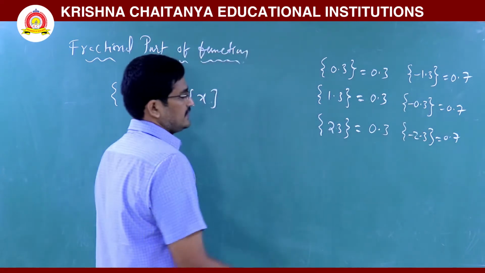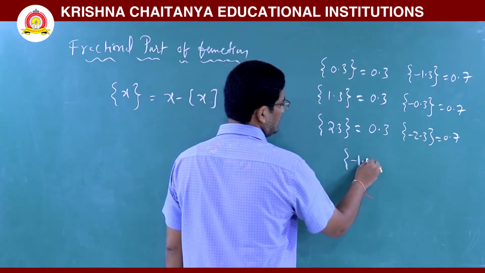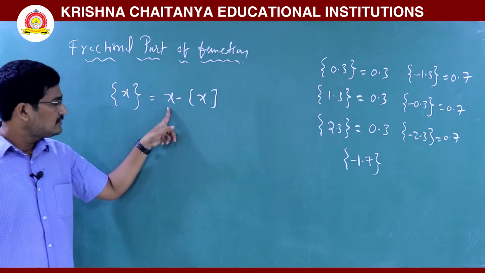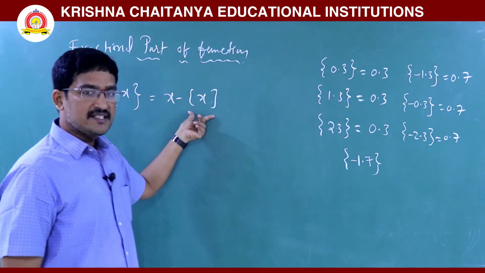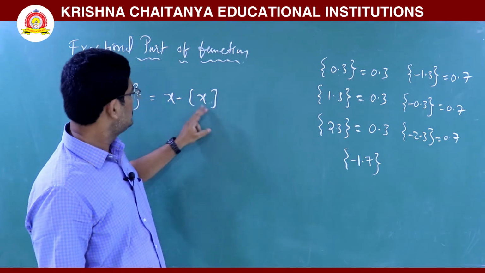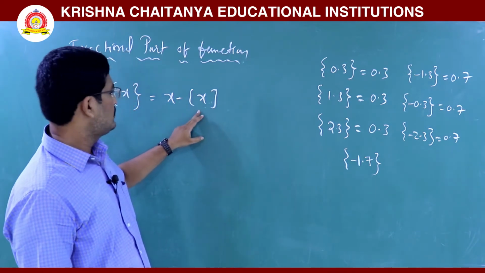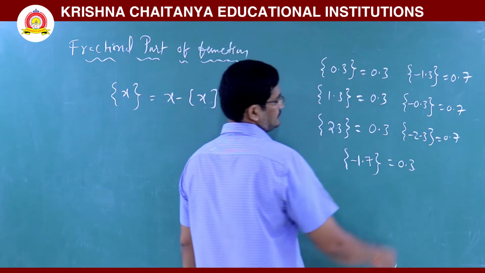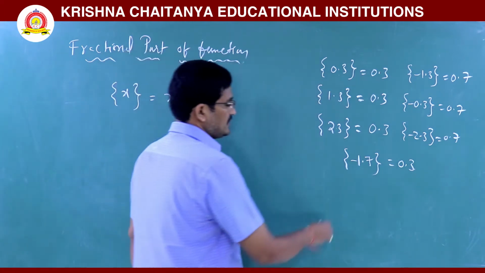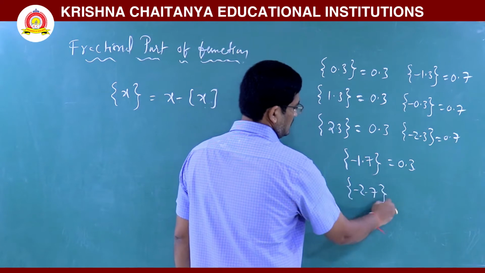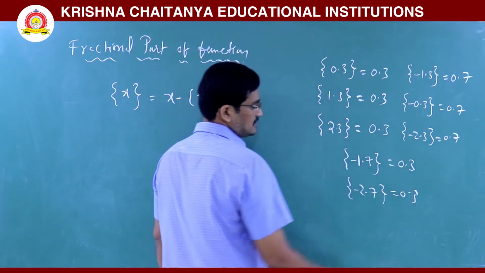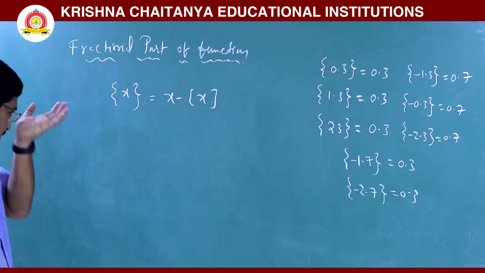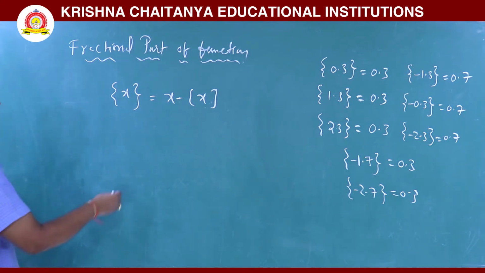In this way, the fractional part of minus 1.7: minus 1.7 minus step of minus 1.7. Step of minus 1.7 is minus 2, so plus 2. So 2 minus 1.7 is 0.3. Okay, the fractional part of minus 2.7 is also 0.3. Just listen and observe all these things, please. So by the way, we have to draw the graph like this.